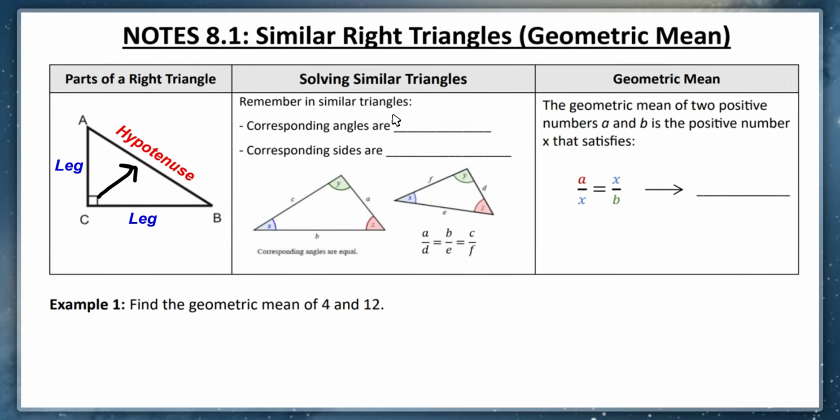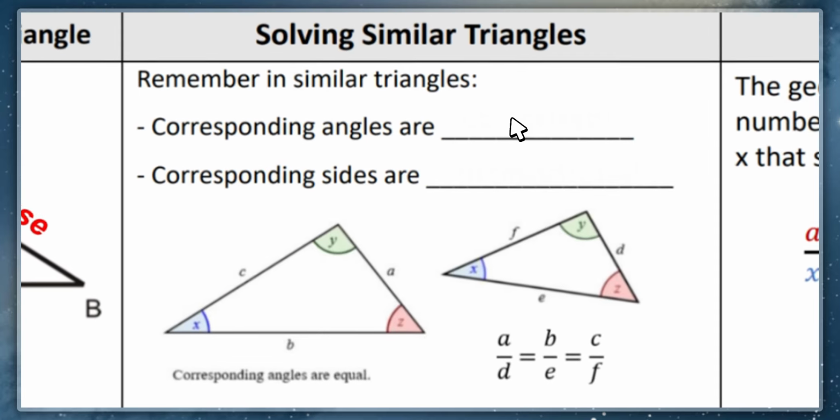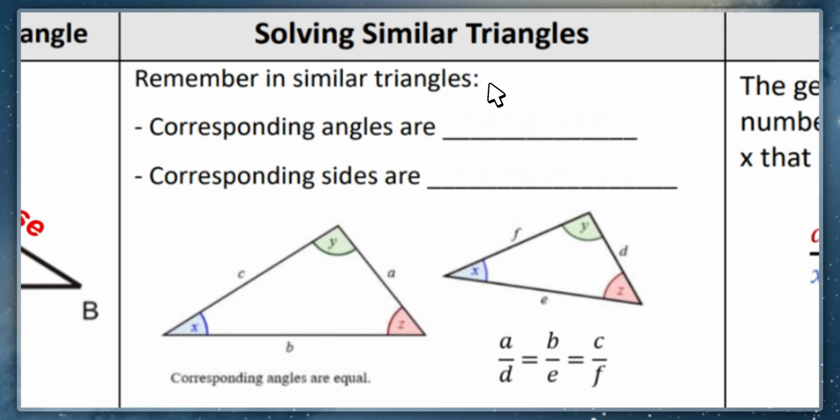Now, we are doing a little bit of review here before we jump into the notes, and we want to review something about solving similar triangles. Similar triangles was something that we covered in the last chapter, and we want to remember that in similar triangles, corresponding angles are congruent. If we look at the picture down below, you'll notice that the angles marked in blue are congruent, same with the angles in green and the angles in red.